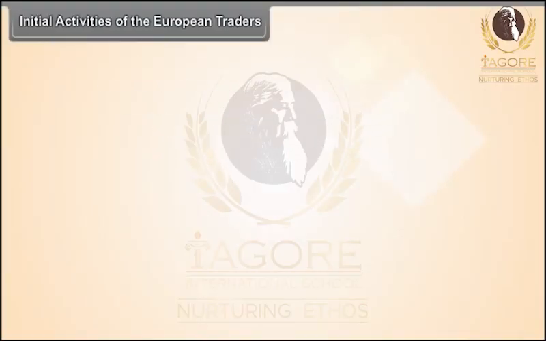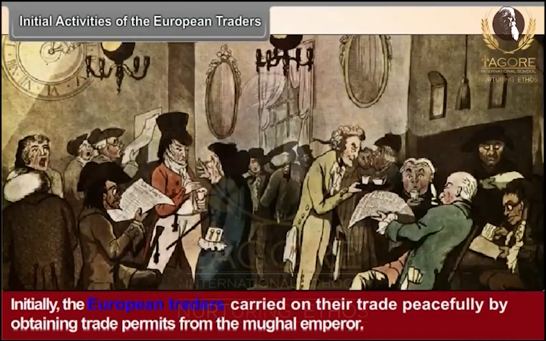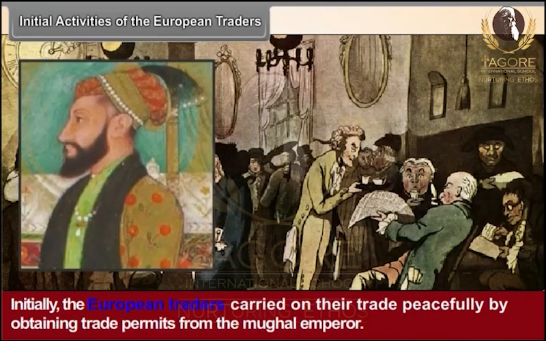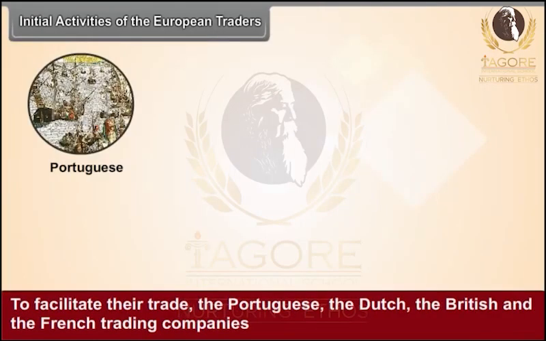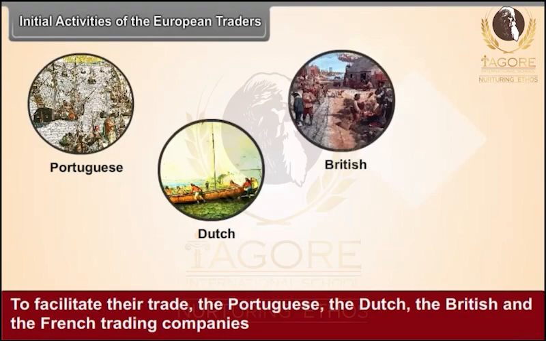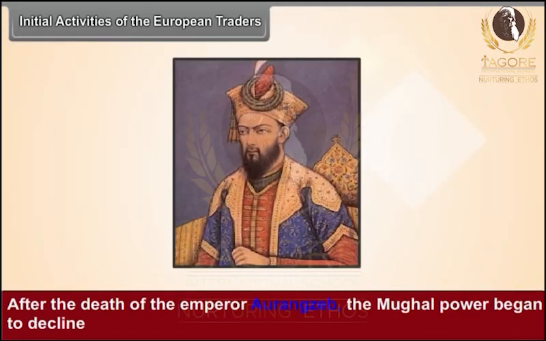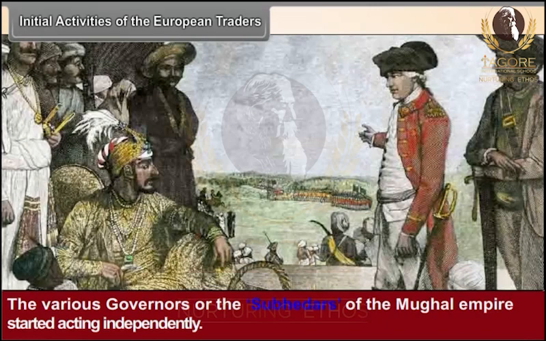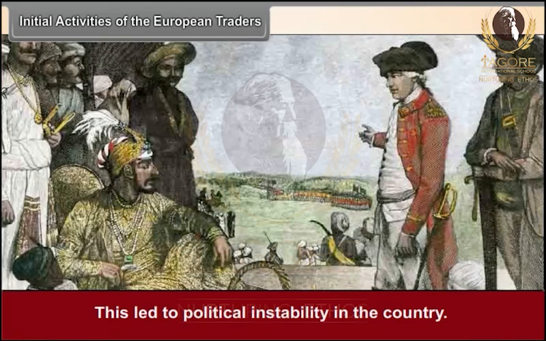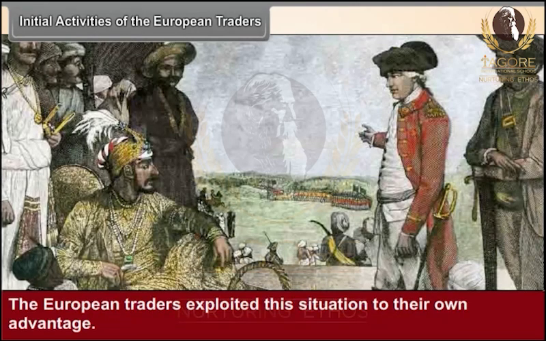Initial activities of the European traders. Initially, the European traders carried on their trade peacefully by obtaining trade permits from the Mughal emperor. To facilitate their trade, the Portuguese, the Dutch, the British and the French trading companies had established their factories or trading centers in India. After the death of the Emperor Aurangzeb, the Mughal power began to decline. The various governors or the Subedars of the Mughal Empire started acting independently. This led to political instability in the country. The European traders exploited this situation to their own advantage.